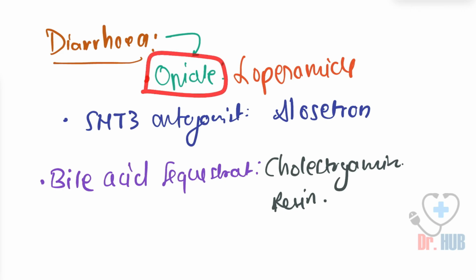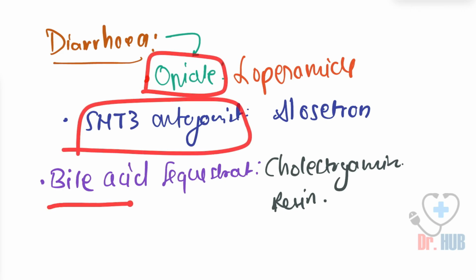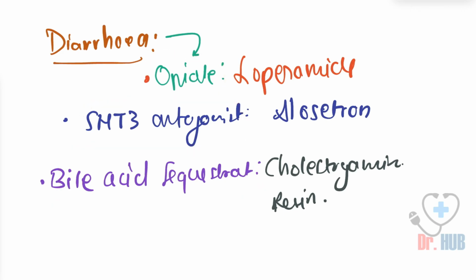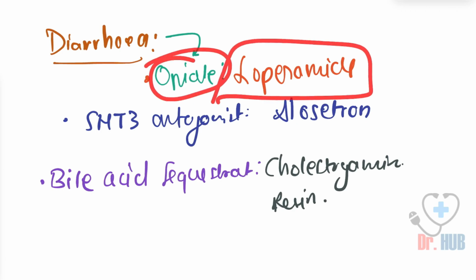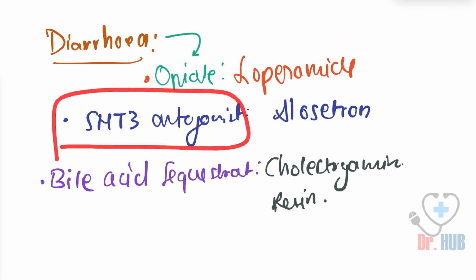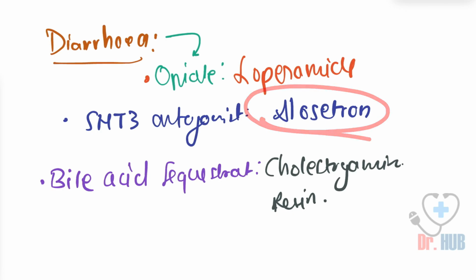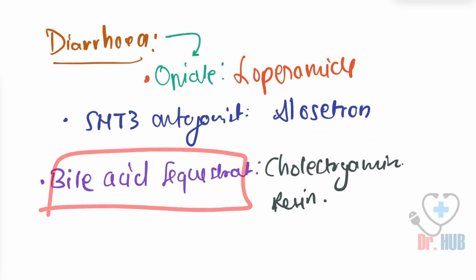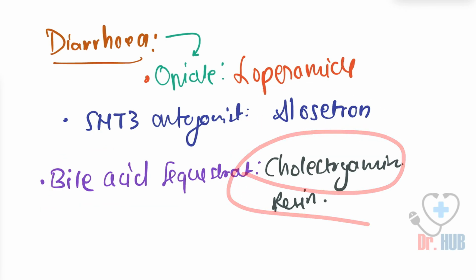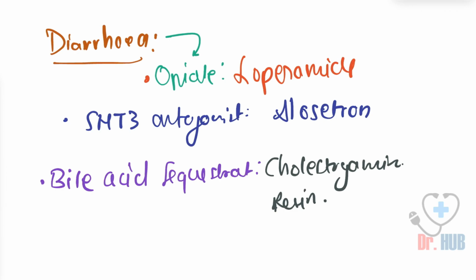Just to recap, we saw the diarrhea and the treatment. There are three headings: opiate, the 5-HT3 antagonist, as well as the bile acid sequestrant. Under the opiate it includes loperamide, and under the 5-HT3 antagonist it includes alosetron. Then the bile acid sequestrant includes cholestyramine, that is the resin. So this was about the drugs in irritable bowel syndrome.